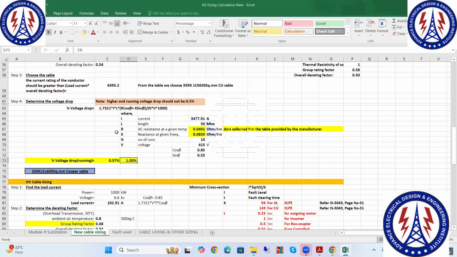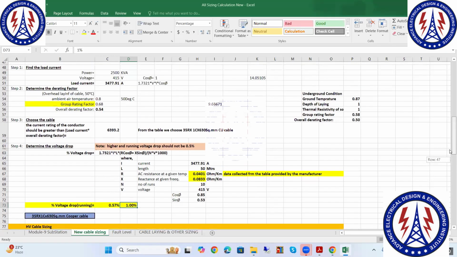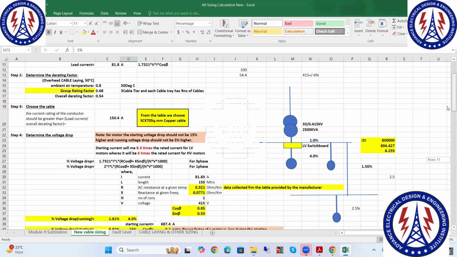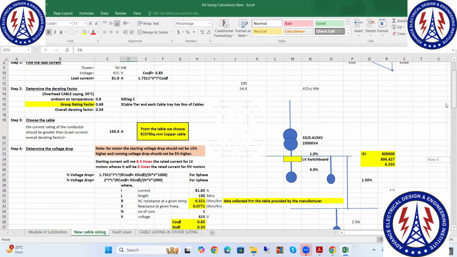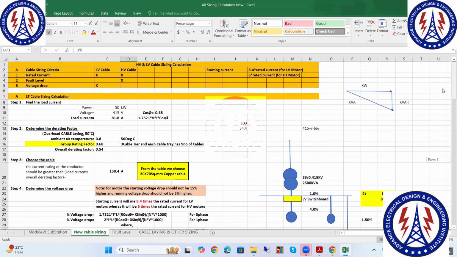I have covered the LV cable sizing part till now. Any question you want to ask? Next will be the ST part, which I will cover tomorrow. Any question you want to ask on this?